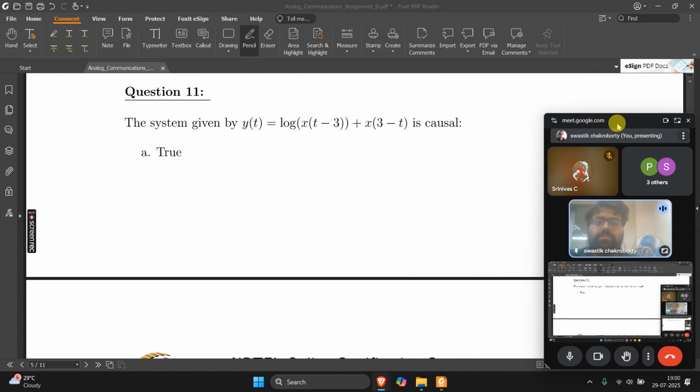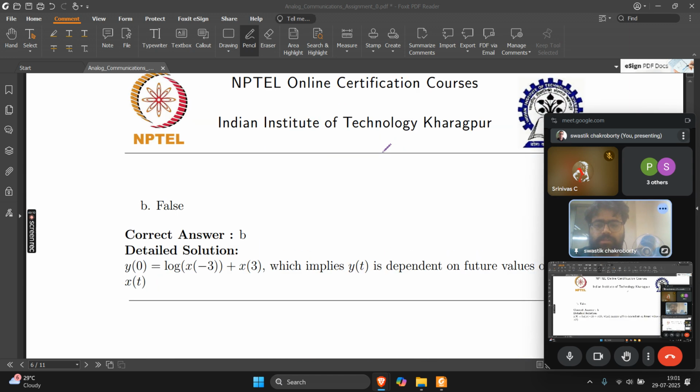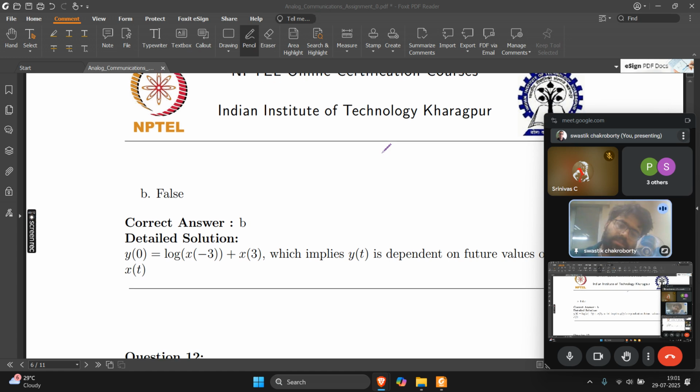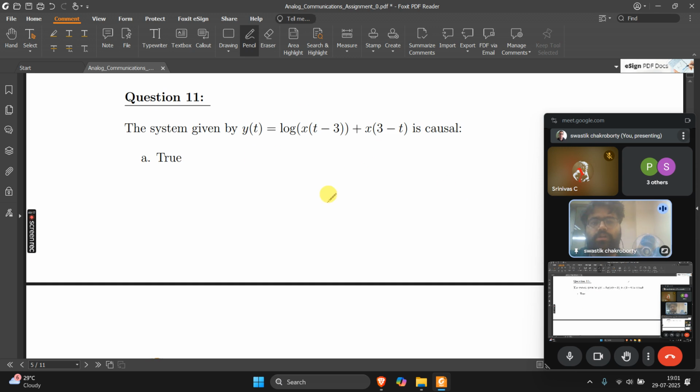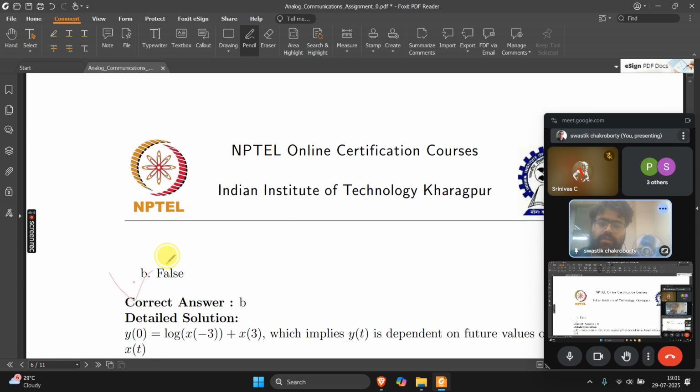Now again causality. We have to check causality for the same system. Here, if you put t equal to 0, just like the previous one, this will depend on x(minus 3) and x(3). Sitting at time t equal to 0, it is not possible to predict what will happen at time t equal to 3. So getting your y(0) from x(3) is not possible. So option B is false. It is not causal. It is non-causal, because you need to depend on future values. Depending on future values makes your system non-causal.